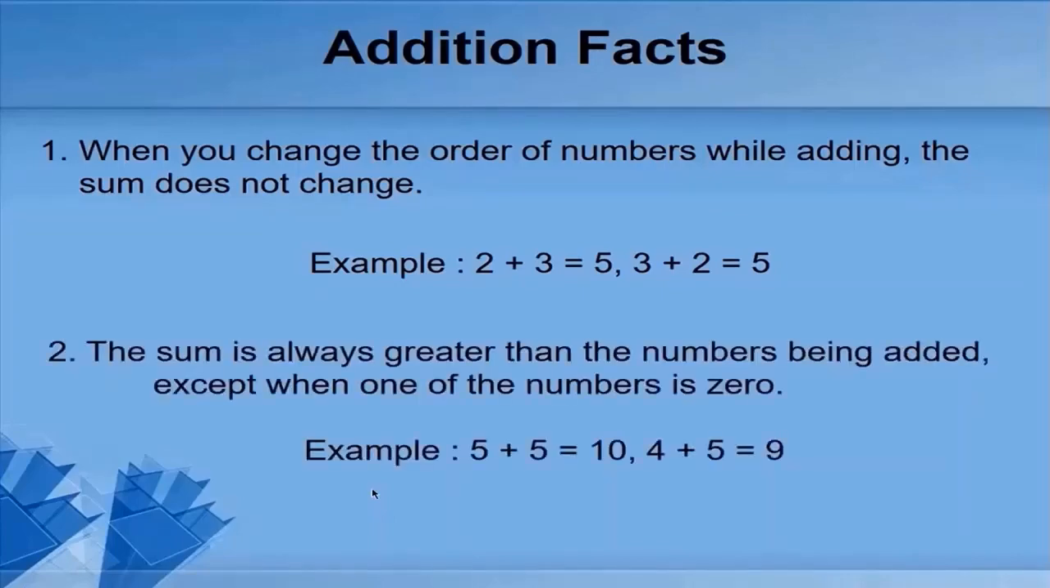The sum is always greater than the number being added, except when one of the numbers is 0. 5 plus 5 is equal to 10. 4 plus 5 is equal to 9.